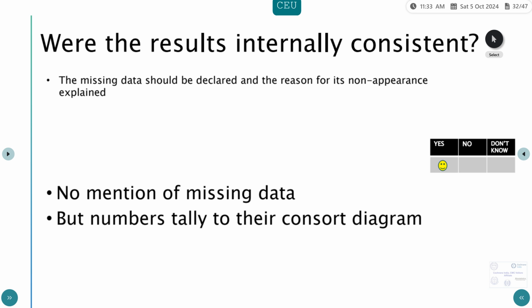So were the results internally consistent? Here, what you want to look at is whether there were any missing data, whether all the analysis matches the consort diagram and the final number that they have stated, and it does in this study.